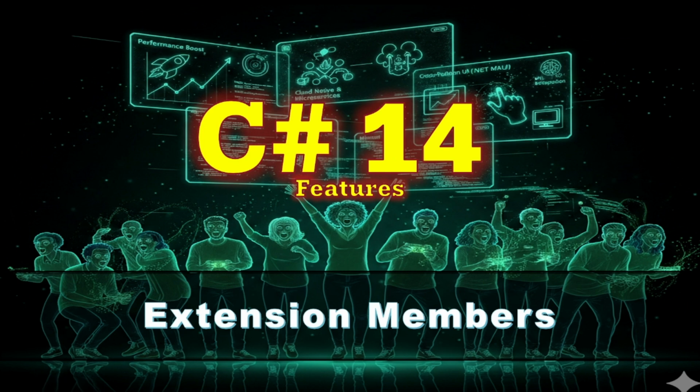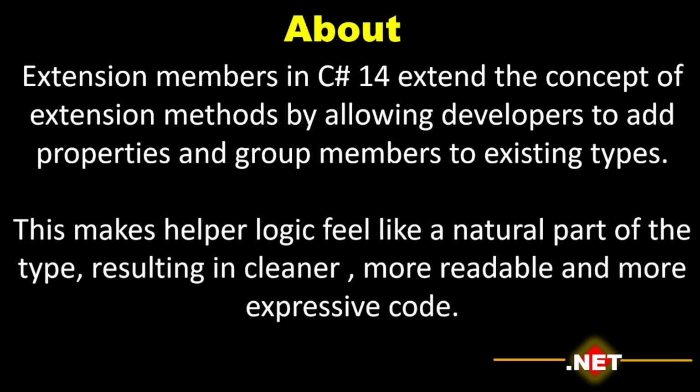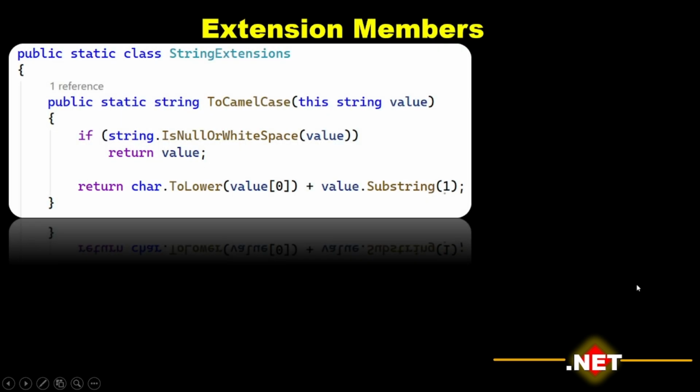Let's try to understand extension members first in C# 14 features. Extension members in C# 14 extend the concept of extension methods by allowing developers to add properties and group members also. Before C# 14, we only had the feature wherein we could write extension methods, but not properties and others. But here in C# 14, we can start writing properties and group members as well. This really makes helper logic feel like a natural part of the type, resulting in cleaner, more readable, and more expressive code.